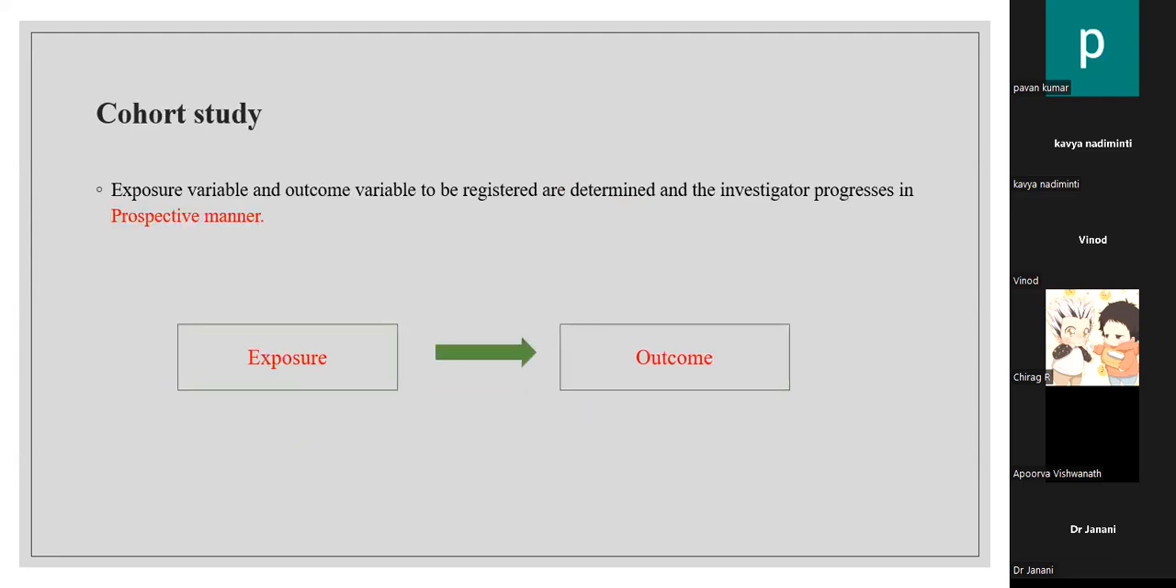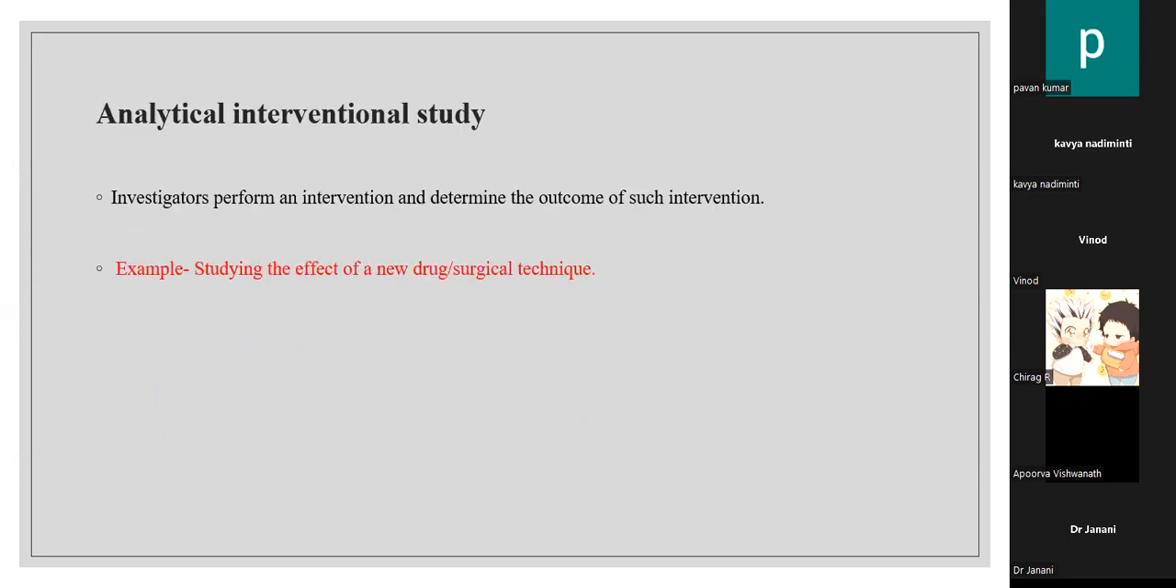In a cohort study, the exposure and outcome to be registered are determined, and the investigator pursues the study in a prospective manner. In an analytical intervention study, the investigator performs an intervention and determines the outcome of such intervention, for example, studying the effect of a new drug or surgical technique.